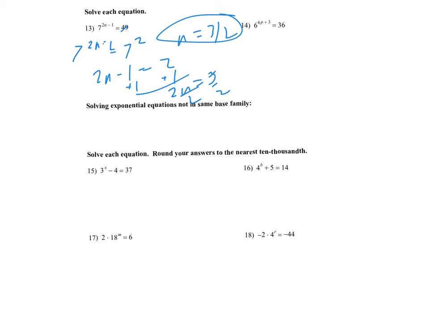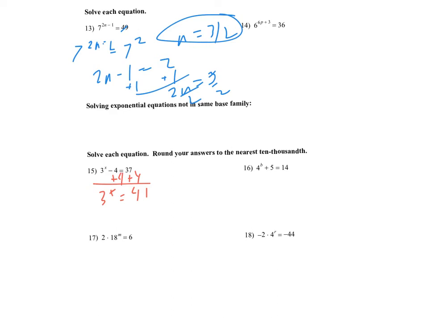But you can see that when we get down here, on number 15, for example, the first step we're going to do is add this 4 over. And we get 3 to the x equals 41. And I can't do that trick here. I can't turn 41 into some base of 3. So that brings us to our new thing here, which is solving exponential equations not in the same base family.